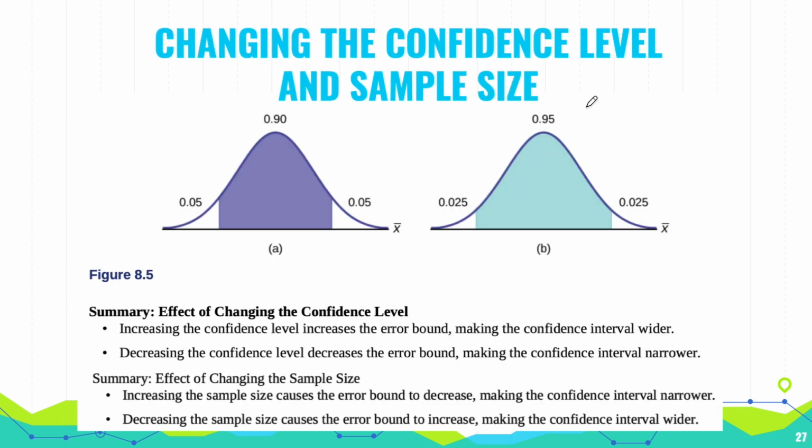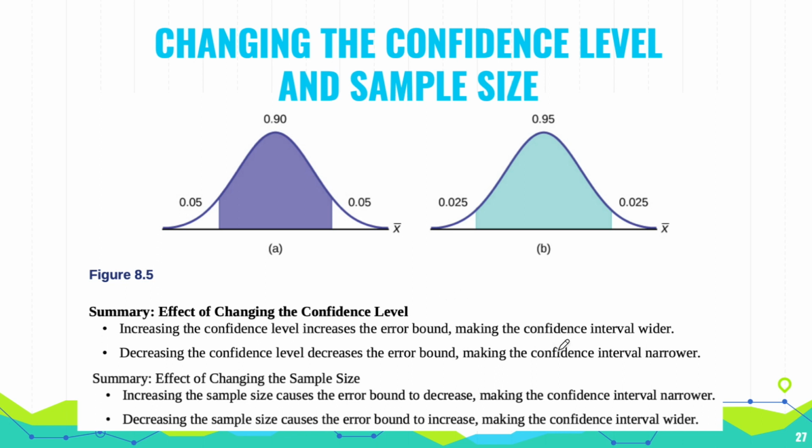All right, I want to point this out. This will be seen in your homework. What happens when you change the confidence level and the sample size? So here's the summary. When you change the confidence level, if you increase the confidence level, say from 90 to 95, that's going to make your confidence interval wider. So you'll have a wider range, a larger interval of values where it's possible for the population mean to fall into. Decreasing the confidence level will decrease that error bound and make the confidence interval narrower.